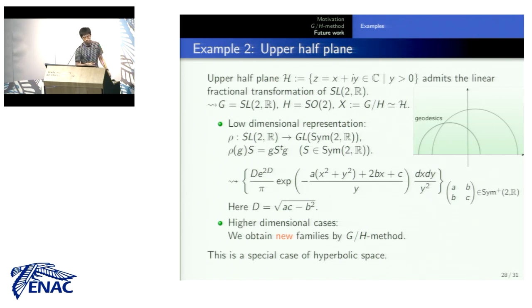The next example is the upper half plane. The upper half plane with the Poincare metric has a symmetry of actions preserving the Poincare metric. So we can describe the upper half plane as a homogeneous space like this. Then by taking a low-dimensional representation like this, finally we obtain explicit distributions like this. By taking higher dimensional cases, we obtain new families by the G-Monte method. This is a special case of hyperbolic space.